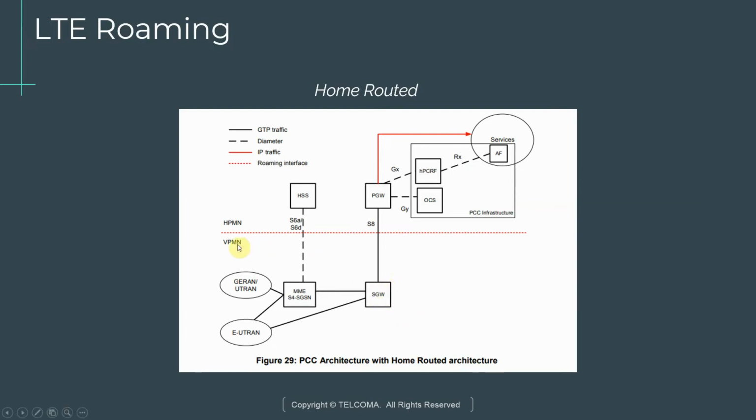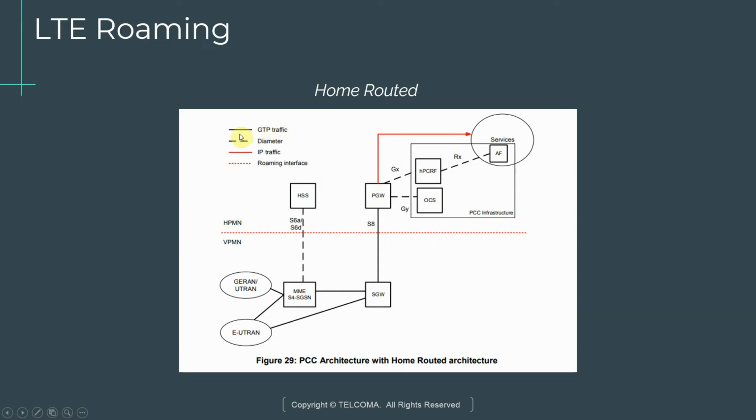The S gateway of the visited network connects to the packet gateway of the home network via the S8 interface, and the P gateway of the home network is connected to the home PCRF and the offline and online charging functions, which are just billing platforms for the most part. And the PCRF is connected to some application functions within the home network. One important thing that I would like to mention is that everything below this red line is the visited network, and everything above this red line is part of the home network.